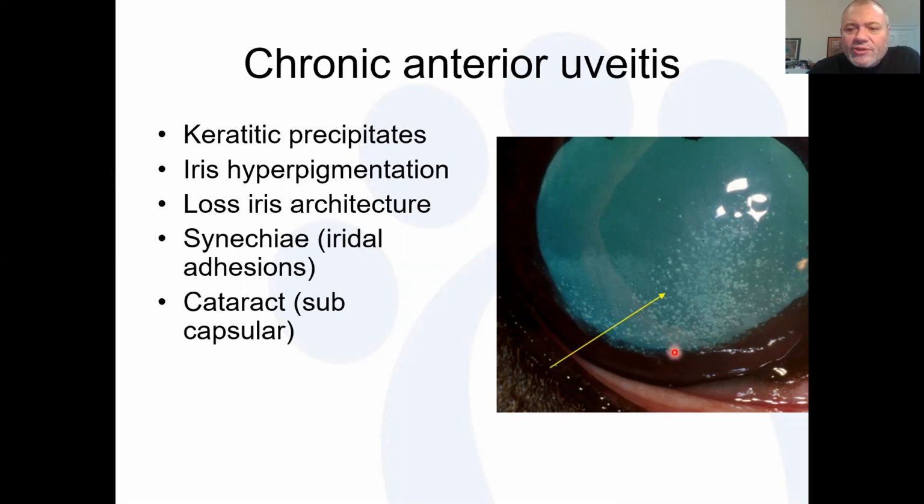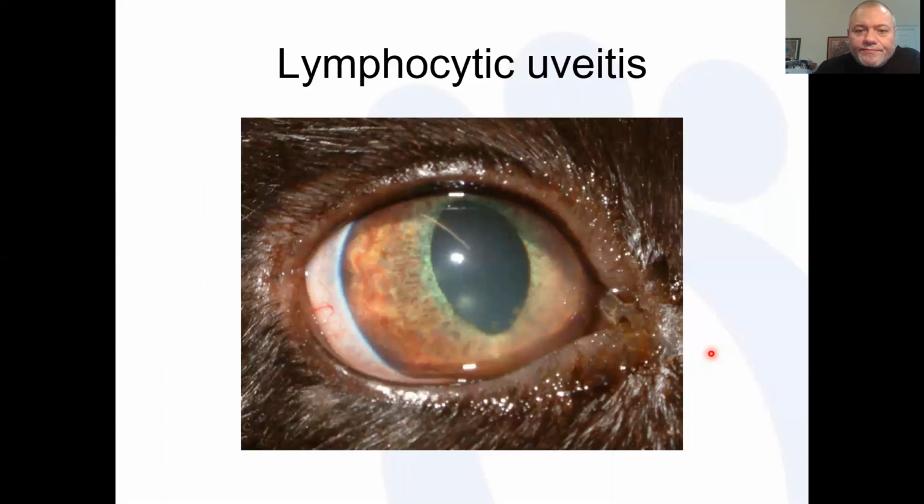With time, we'll also see the iris architecture change. It will lose its beautiful almost moon-like appearance with valleys and crevices, and become very smooth and also hyperpigmented. We may see adhesions between the iris and the cornea and the lens. Usually the iris and the lens, because it's closer. Also, because the iris is so close to the anterior lens, it sits on the anterior lens capsule. It's very common to see anterior subcapsular cataracts associated with the inflammation in the iris.